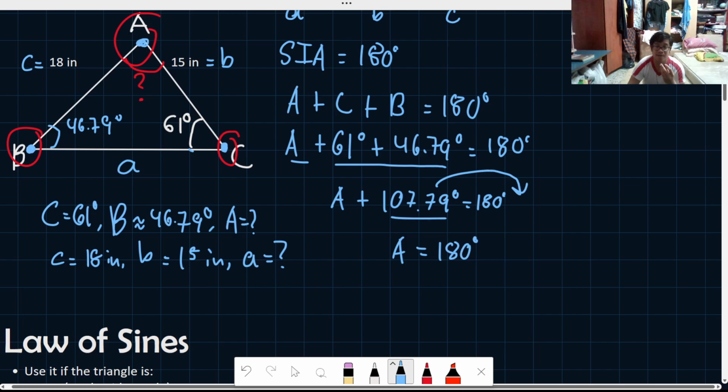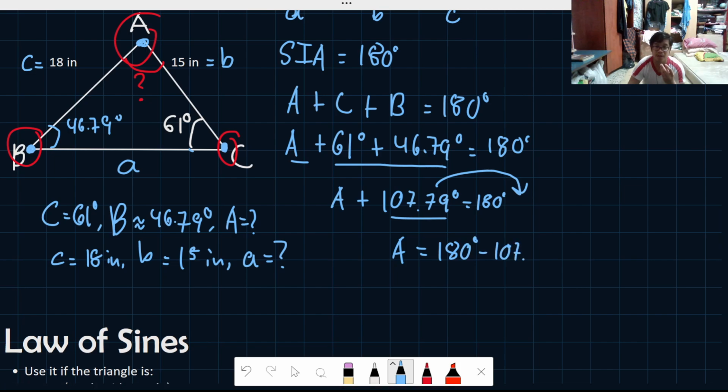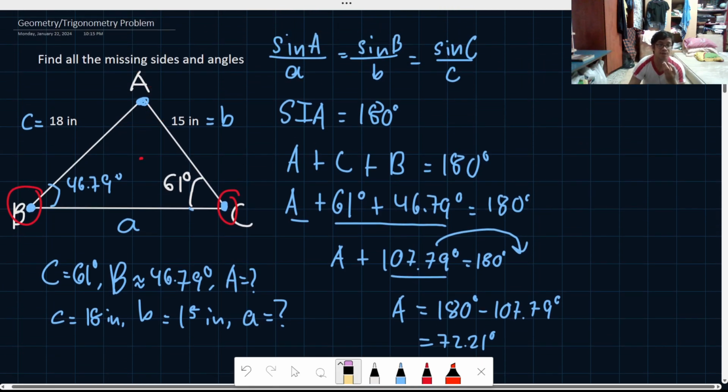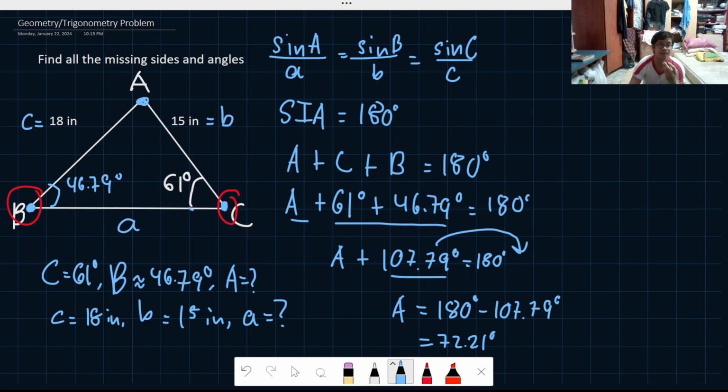So we will have 180 degrees minus 107.79 degrees. So 180 minus 107.79, that would be exactly 72.21 degrees. So that is your angle A. This is 72.21 degrees. Okay, that's it.